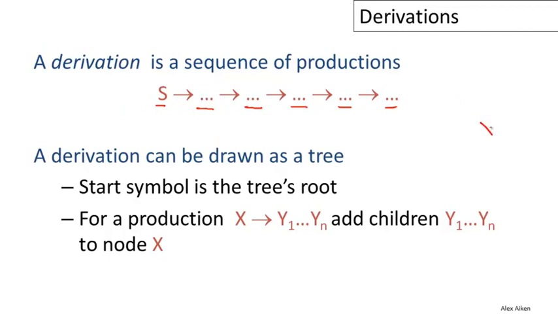So, for example, if I have a non-terminal x that appears in a derivation, then when I replace x, I can represent that by making the children of x the right-hand side of the rule that I use to replace x. So when I apply the production x goes to y1 to yn, I add y1 to yn as children of x in the tree that I'm building up.